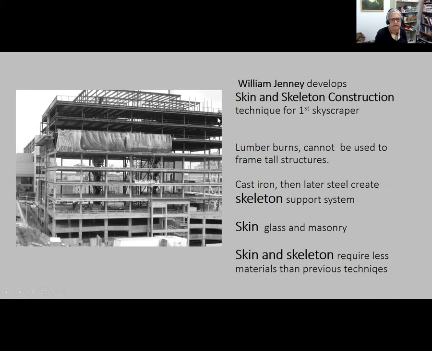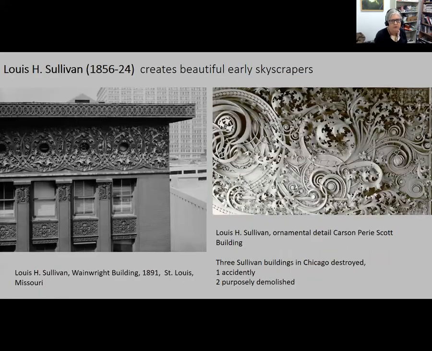So the skeleton, initially, it's this frame. This initially was made out of cast iron, and then later steel. Now steel is used for the skeleton support system. And then placed on the exterior is a skin, which is glass and masonry. So the great thing about skin and skeleton is it requires less materials than previous techniques.